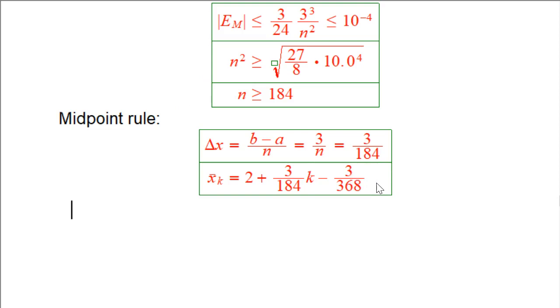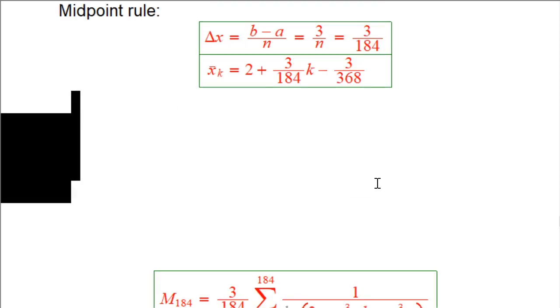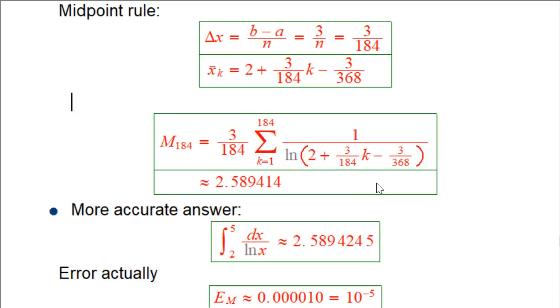Alrighty, and now we are just going to put that in. I pre-calculated it here. So the midpoint with n equals 184 is delta x times the sum of the function, which is 1 over ln x, evaluated at those carefully evaluated x_k bars. If you just do that summation, that's definitely something where you want a calculator or a computer. It turns out to be about 2.589414. That's really where you would stop.